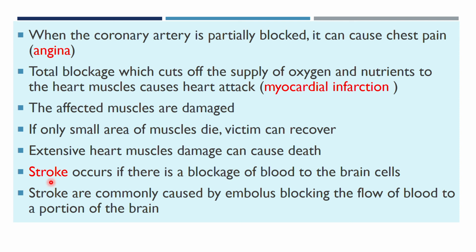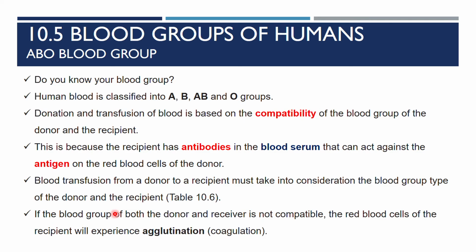What is stroke? Stroke occurs if there is blockage of blood to the brain cells. And it is commonly caused by an embolus blocking the flow of blood to a portion of the brain.